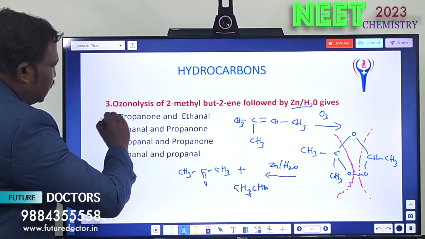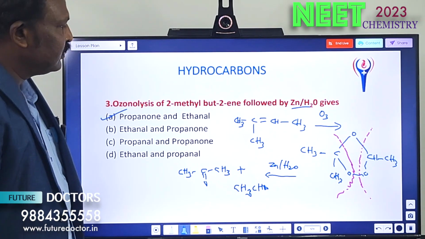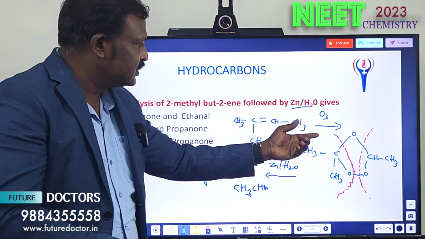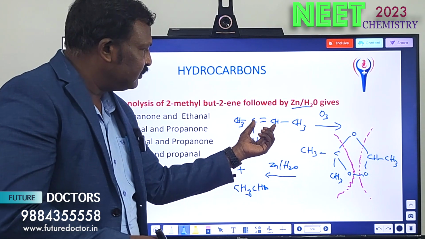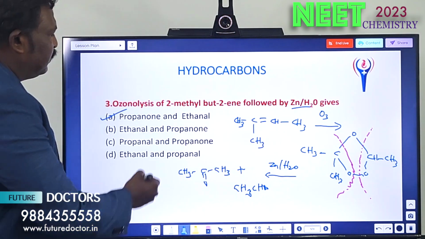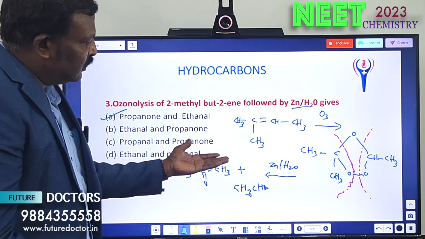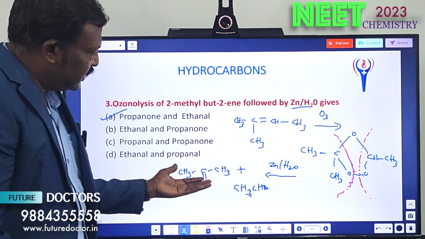So option A is the correct answer. Understood? Are you following? Okay. So wherever a double bond is present, this ozone molecule is going to add in between the double bond. Understood? Very important. So just practice. Sometimes both are aldehyde, both are ketone. Sometimes one is aldehyde, one is ketone.